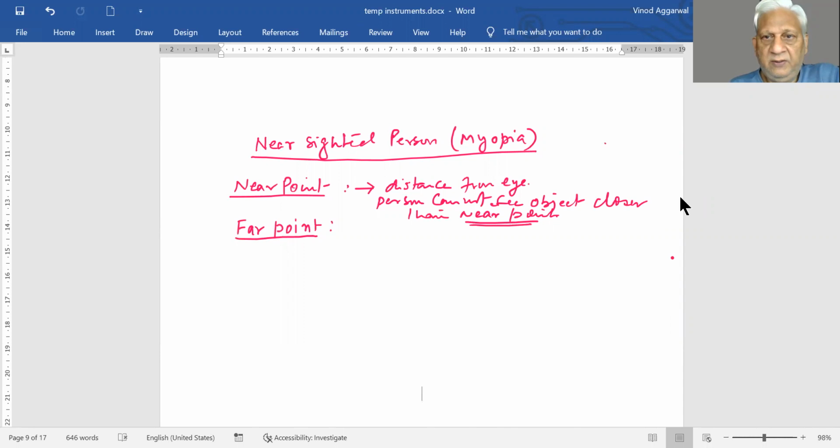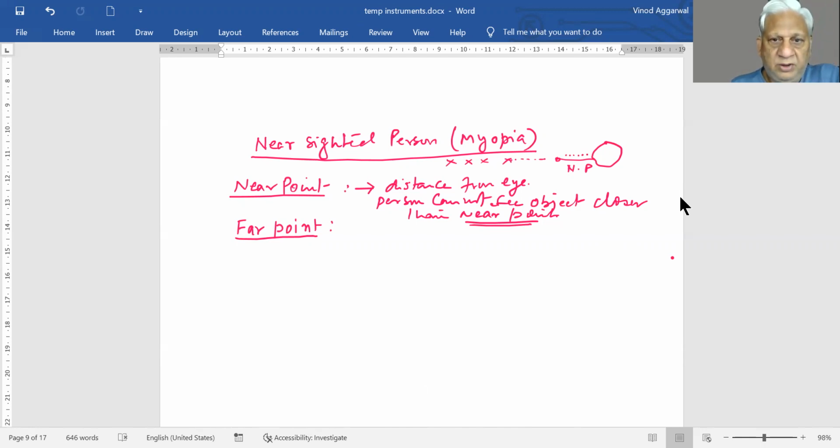Let us say this is our eye. This is our near point. He cannot see anything which is closer than this, but there is no restriction on seeing objects which are further away from the eye.